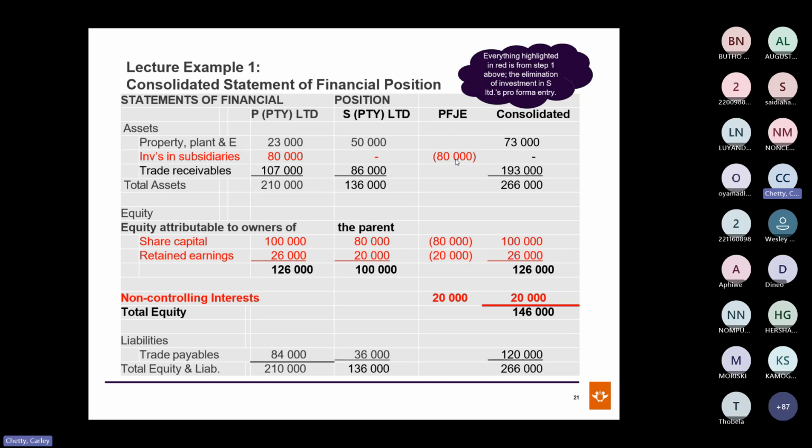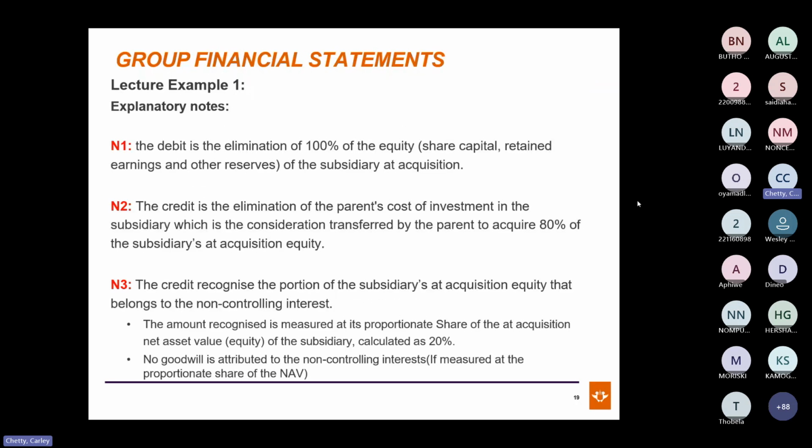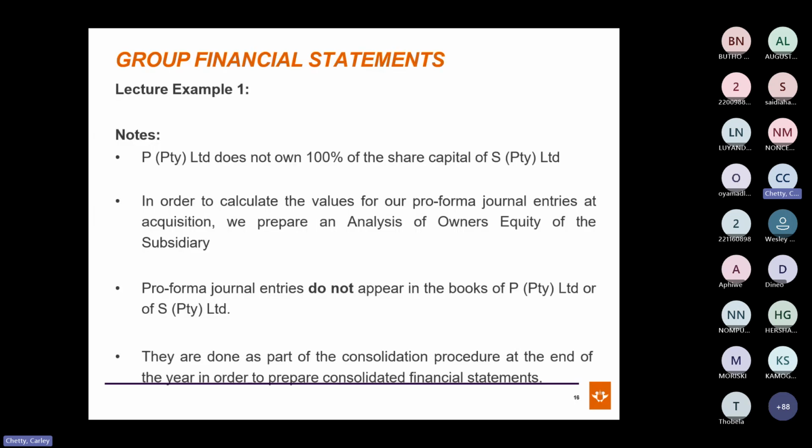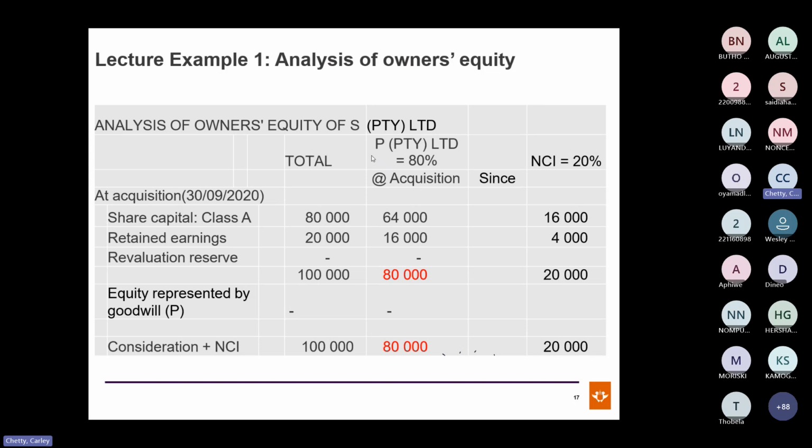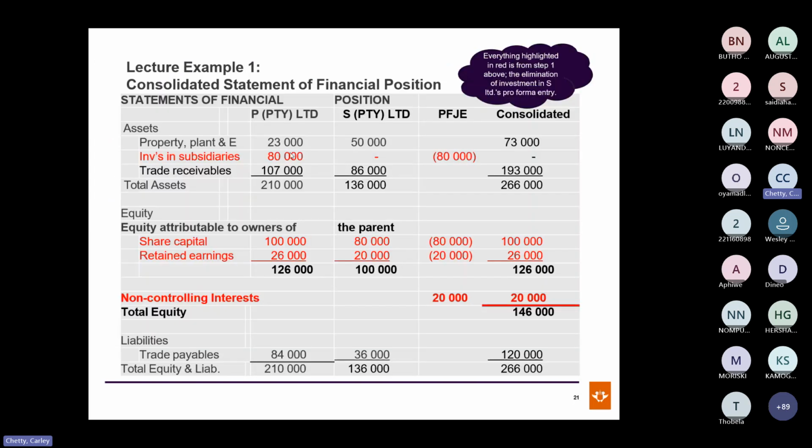Then remember, we processed the pro forma journal entry. We said we were crediting the investments, okay? So if we go to the investments in the subsidiary, if we go back over here, you can see that P had an investment in the subsidiary of 80,000 Rand, okay? So we are now going to put that into our consolidated statement of financial position.